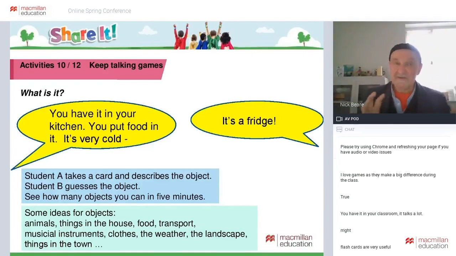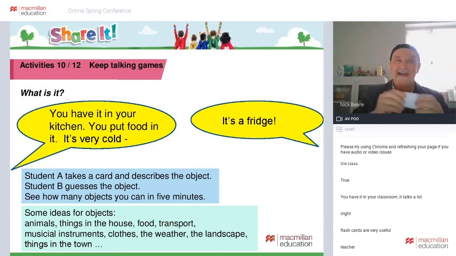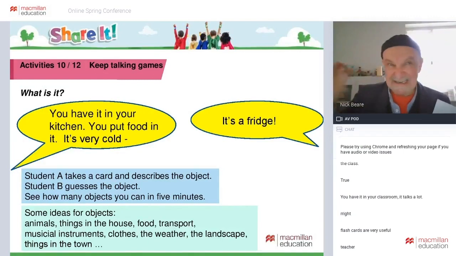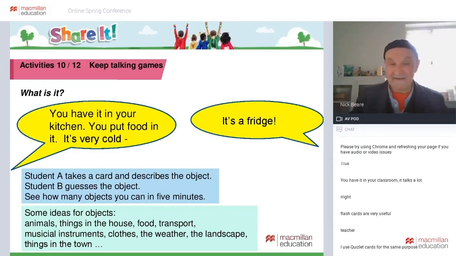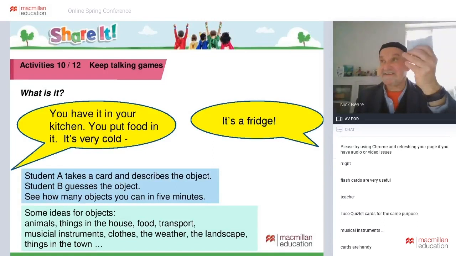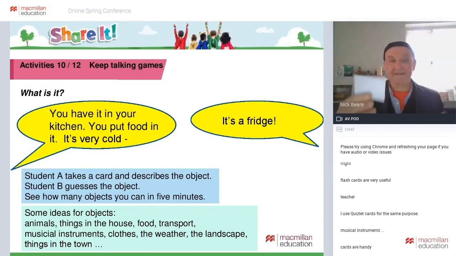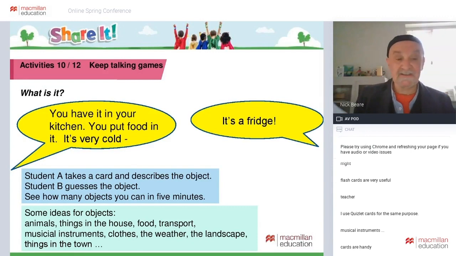And the students are in pairs, and student A has got to talk about what's on the card and try and get student B to guess what it is. But of course, student A mustn't actually say the word, okay? So in this case, student A has picked up the card that says a fridge, okay?